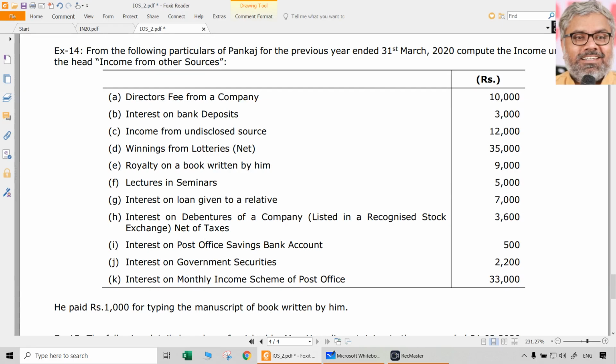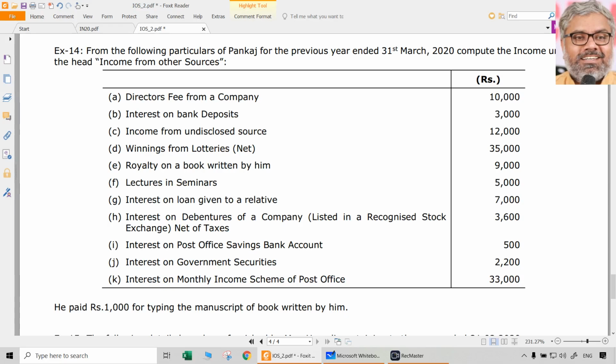Now, exercise number 14. This is a past examination question, exactly the type of questions that can be expected in the examination. From the following particulars of Pankaj for the previous year ended 31st March 2020, compute the income from the head, income from other sources. Taxable or not taxable, all that we need to identify. Let us just highlight them so that we can understand whether it is taxable or not. If yes, how much, also we can calculate.